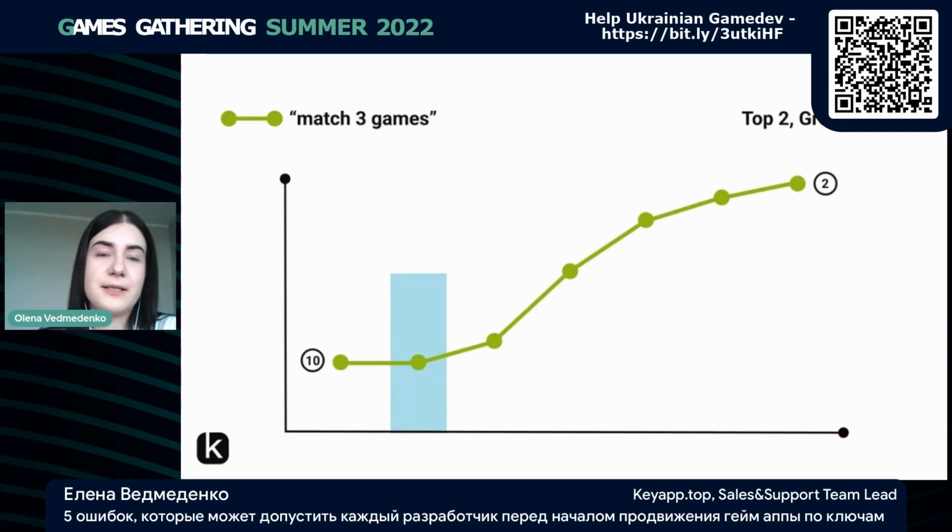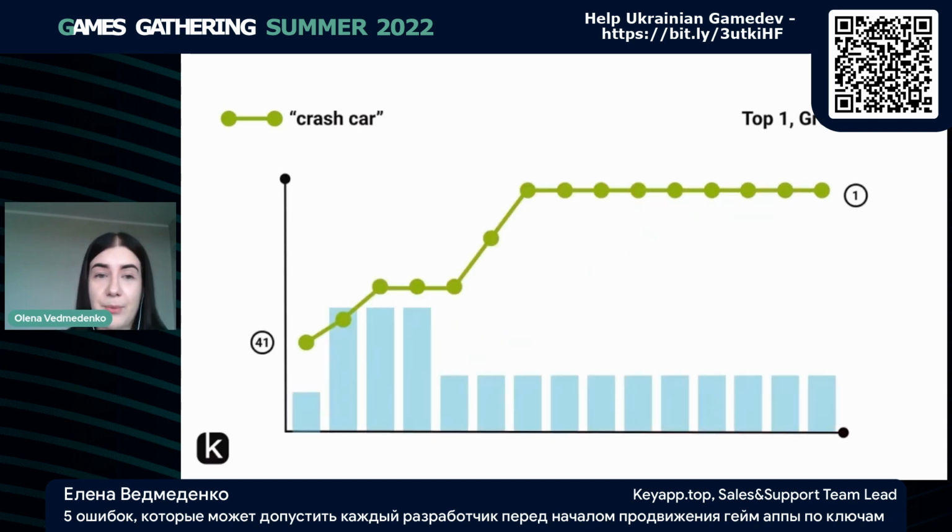This example is for Great Britain. It was promotion of an Apple app, a match three puzzle, and we decided to choose the keyword match three games. To be honest, Apple promotion in Great Britain is not as difficult as in the USA, for example, but anyway, it is also a popular and competitive region. So we started with top 10, added 250 installs, and managed to achieve top two with this search request.